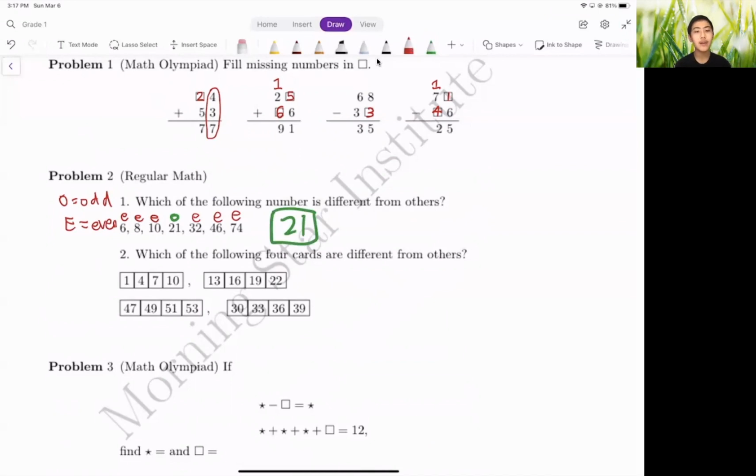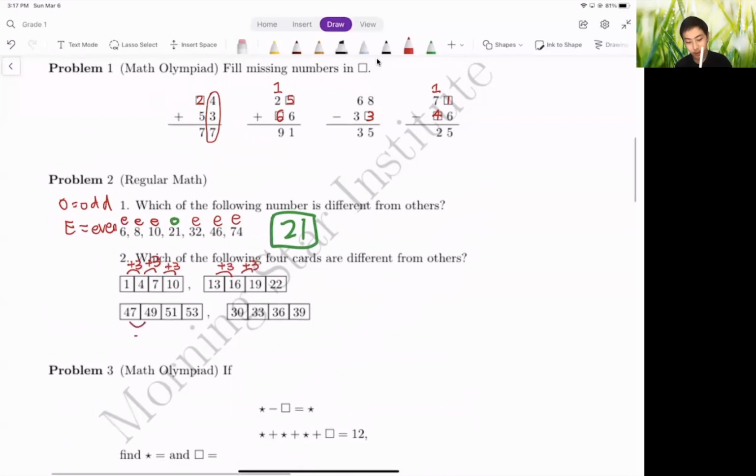And the second part of the problem, which of the following 4 cards are different from the others? Well, looking at this first card, each time a number is changed, it goes up by 3, by 3, by 3. And looking at the second pair of cards, it's also by 3. However, upon looking at this third one, we see that it goes up by 2 instead. Whereas on the fourth one, it again goes up by 3. So therefore, the third one is different from the others because it's increasing by 2 every time instead of 3.